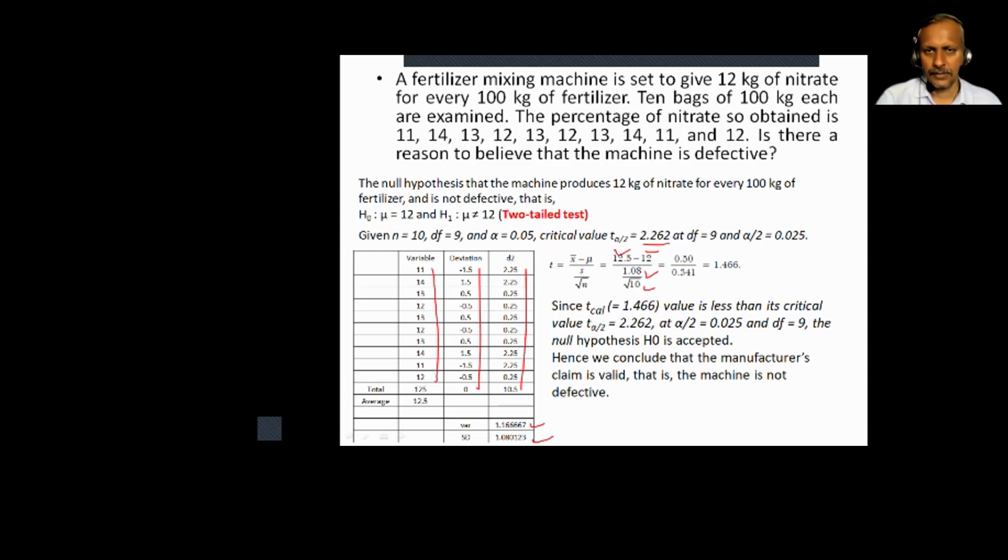So now after this, we'll get the calculated value as 1.466. Now we are comparing this 1.466 with our table value, that is 2.262, and then we'll take a decision on accepting or rejecting the null hypothesis.